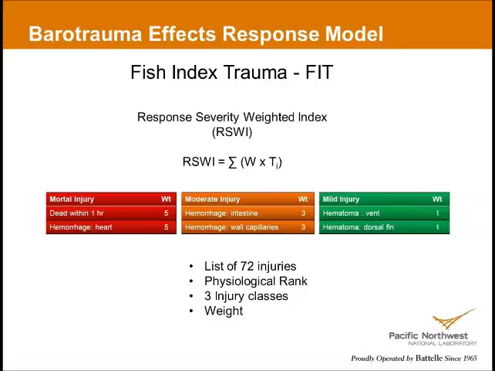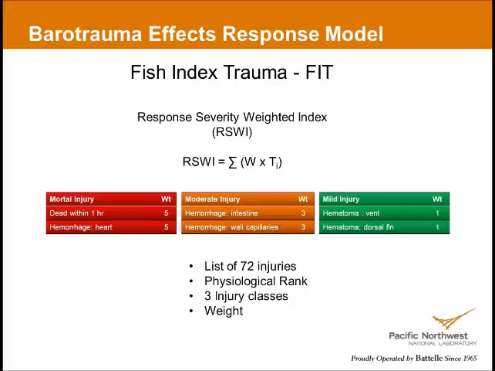So let's start at the bottom of the slide. As I said, we had a long list of injuries that we looked at, and we took those injuries and ranked them by their physiological importance. Such as, a hemorrhaging heart was much more important than a hematoma, which is a bruise on a fin. From that naturally fell out 3 injury classes, as we called them. We gave them the names mortal injury, moderate injury, and mild injury, and those are the red, orange, and green boxes. This is just an abbreviated list, but it's to give you an idea of what we did.